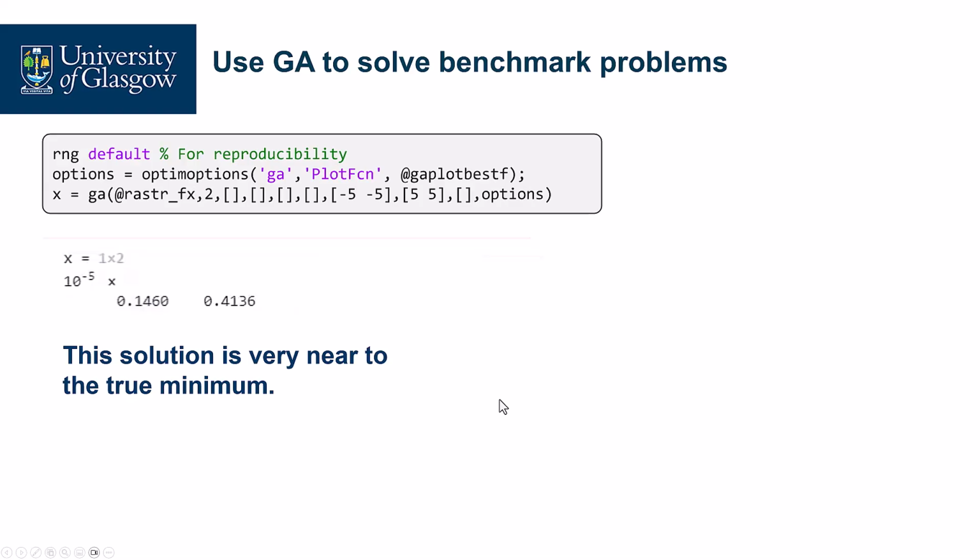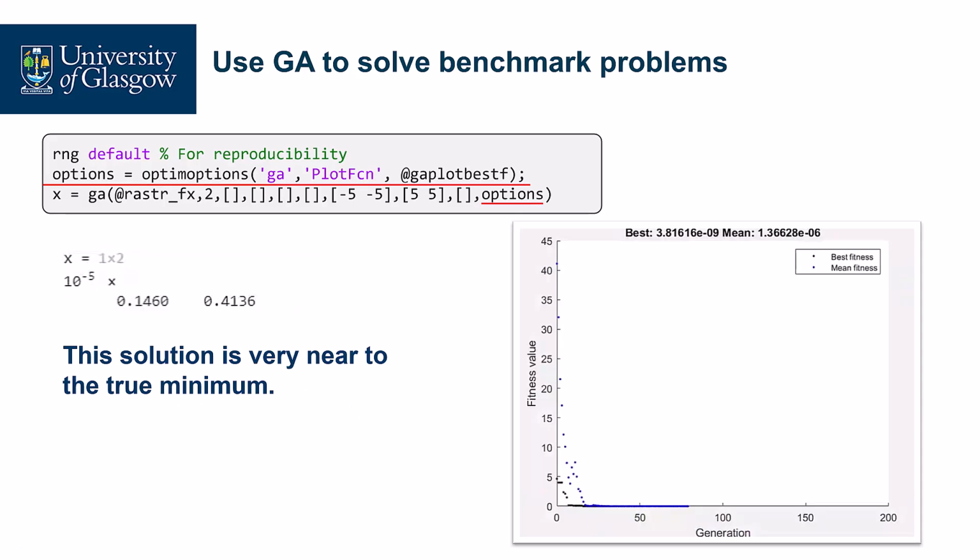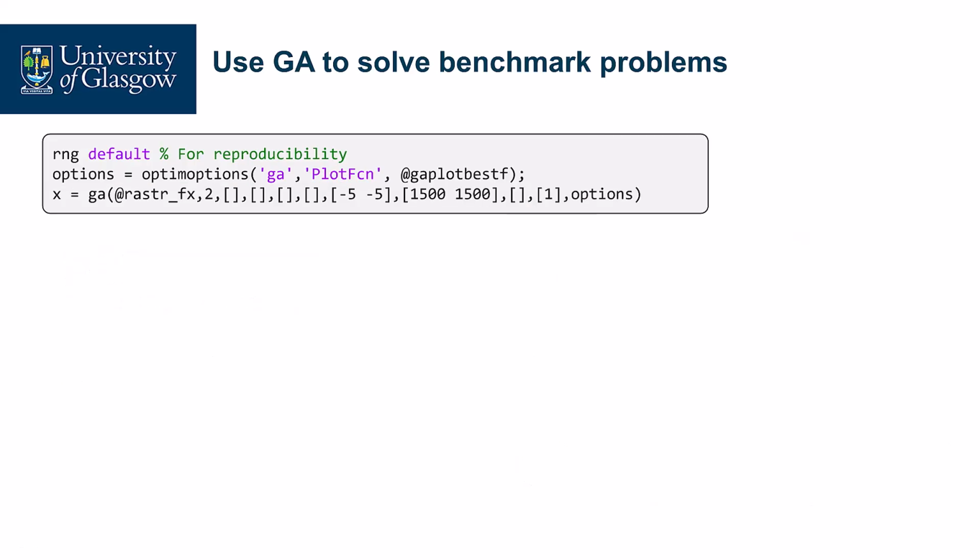Next step, we add the options. We use optimoptions to set the plotting for GA, and I put these options here. After running this, we can find the solution is very near to the true minimum, and the convergence curve is plotted here. We can see the best fitness and the average fitness of each generation in the GA optimization process. You can also write it yourself using the live script.